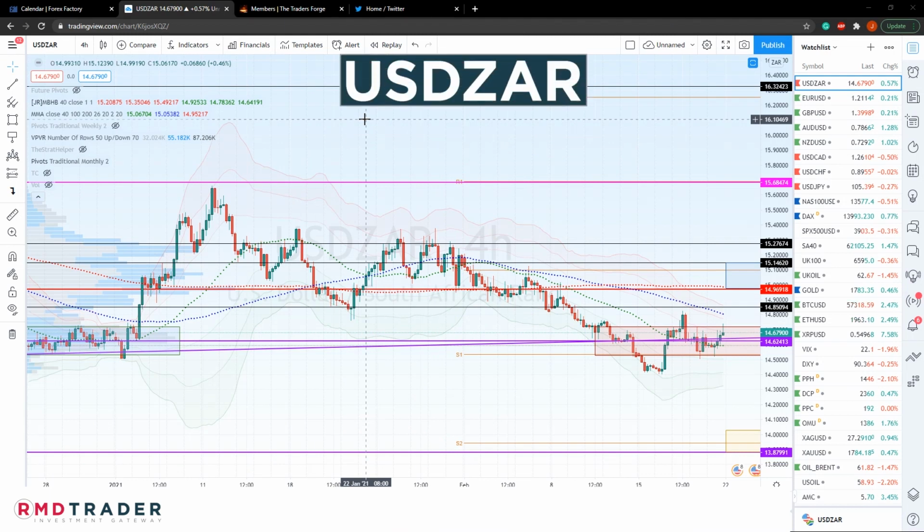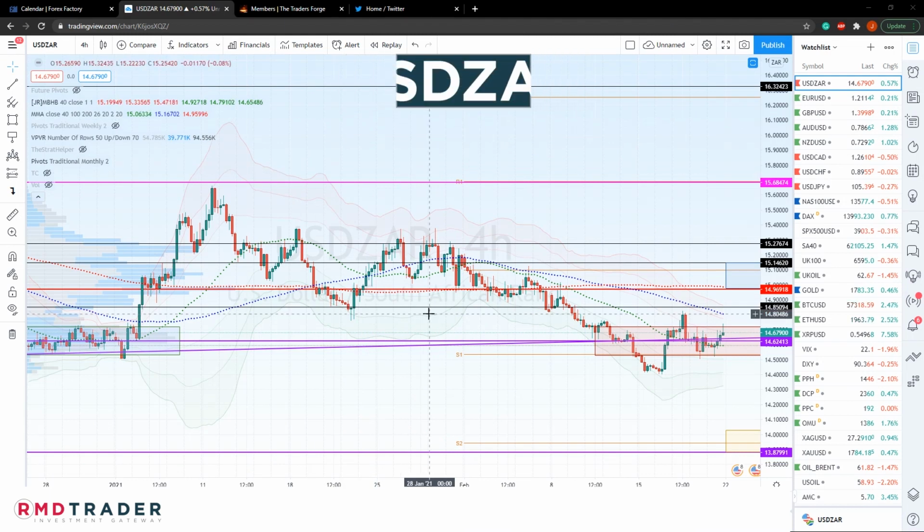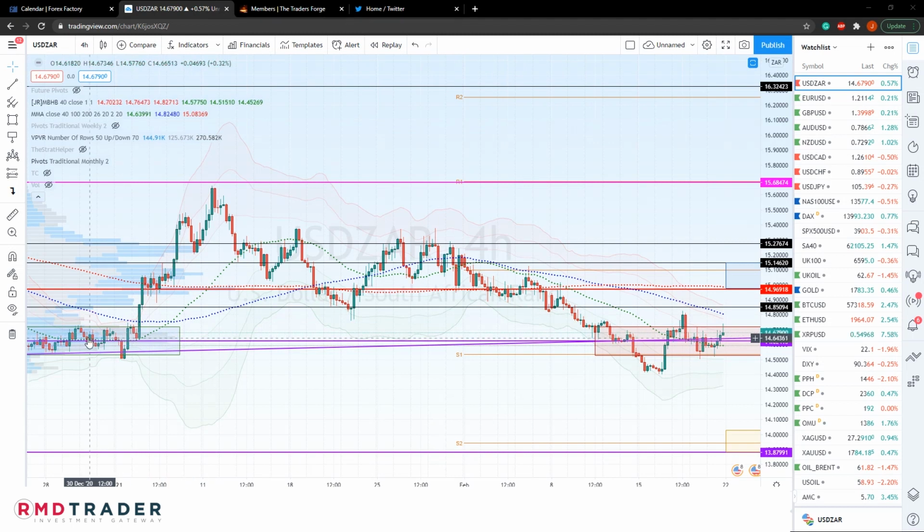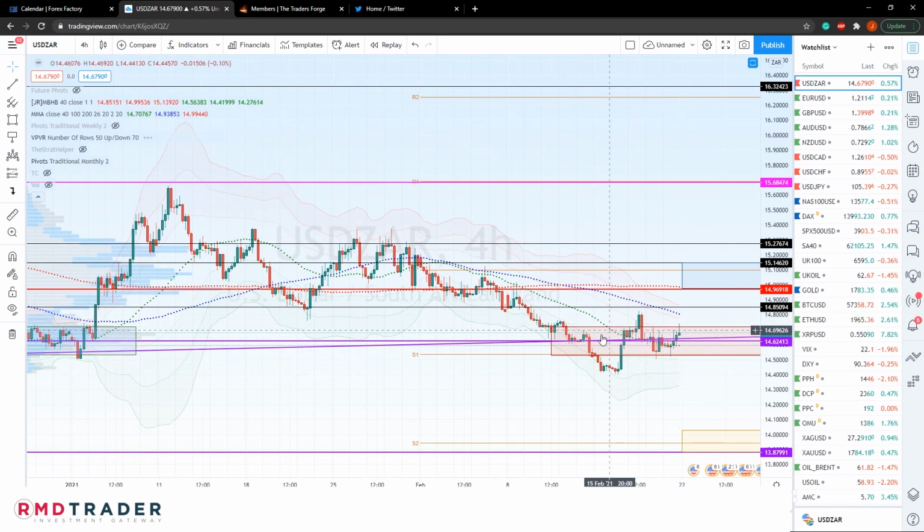We are starting by looking at the US dollar to South African rand. Last week we mentioned that price could follow the same consolidation pattern that we saw in December leading into January, and so far that scenario is the one that seems to be playing out.